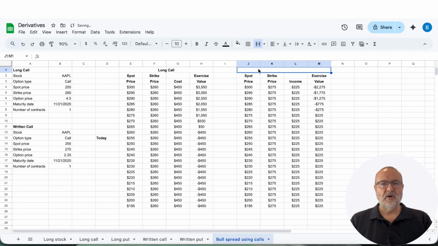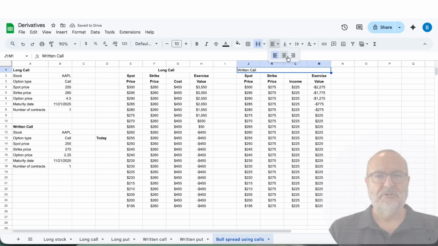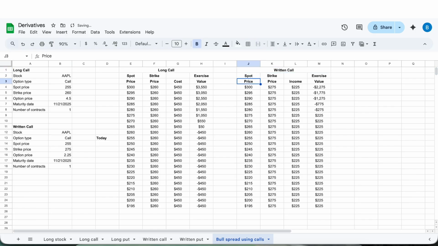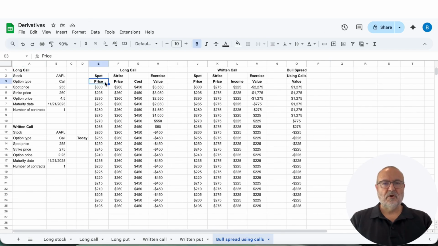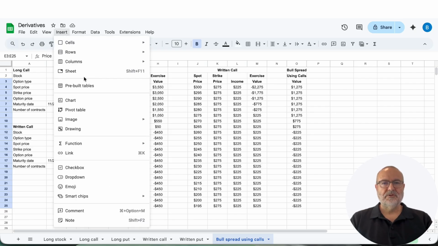Now that we have both our call options, we can combine the two exercise values to get the exercise value for our bull spread using call option strategy. Let's draw the profit and loss chart for our bull spread using calls, option trading strategy.